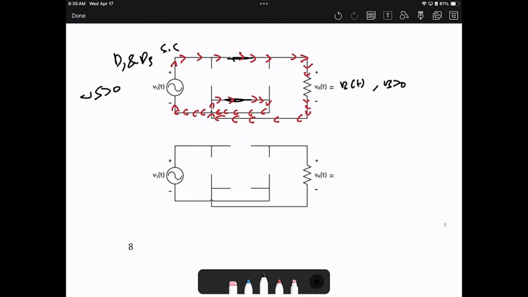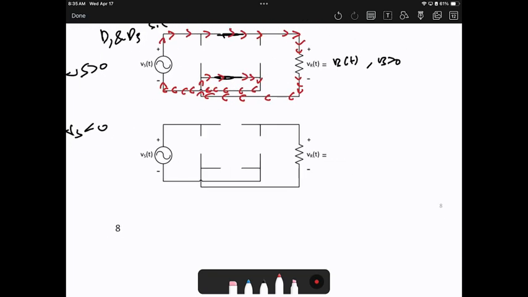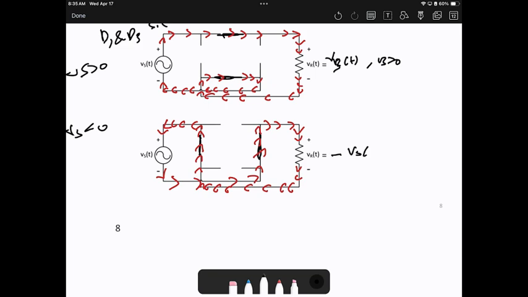The second scenario, when Vs less than 0, this allows the current to flow in the opposite direction. So here we have D2 and D4 as short circuits. Then the current will flow in the opposite direction. So the negative will be at the positive, then the positive will be at the negative, which means flipping the sign of the voltage. As a result, VR will equal negative Vs of t, when Vs less than 0.